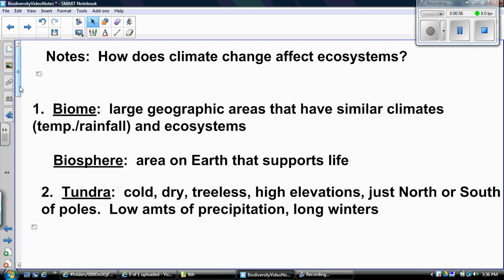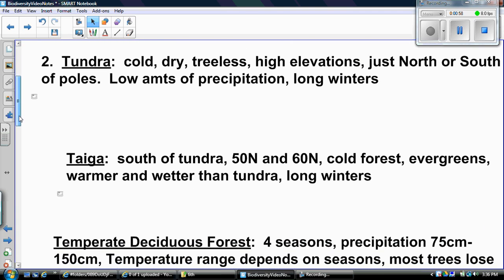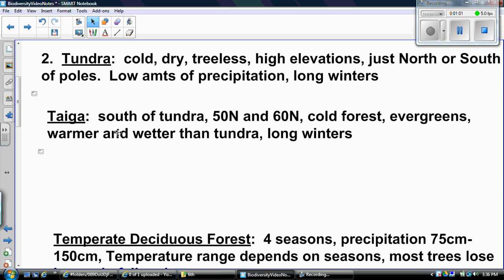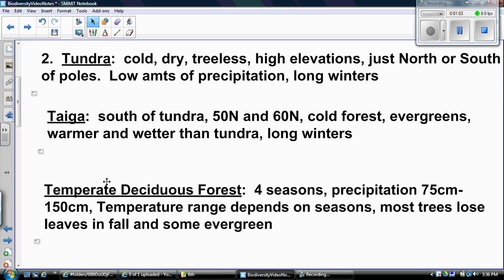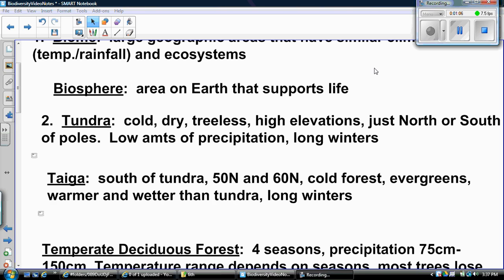So now let's start talking about the different types of biomes. There are a lot. Your notes are going to have a list of all the different types of biomes. One biome is the tundra. The tundra has a very cold and dry climate. Usually they don't have a lot of trees, high elevation, just north or south of the poles. Also low amounts of precipitation, long winters.